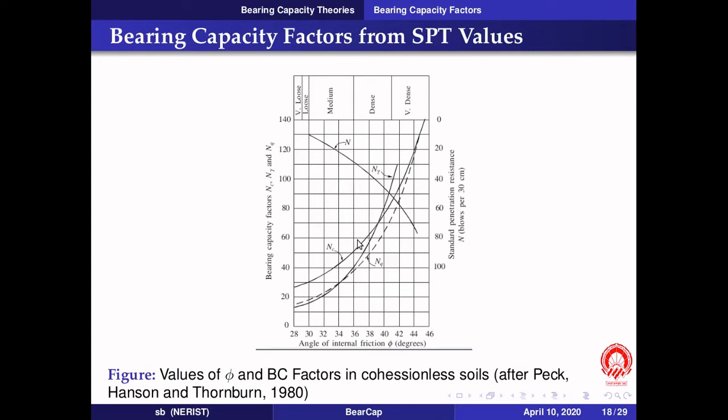Similarly, these are bearing capacity factors given by Peck, Hanson and Thornburn in the 1980s, which also include the SPT values of the soil. So based on the SPT results, we can directly find out the bearing capacity factors and also the phi value of the soil from the SPT, and thereby I can calculate the ultimate or net ultimate bearing capacity.